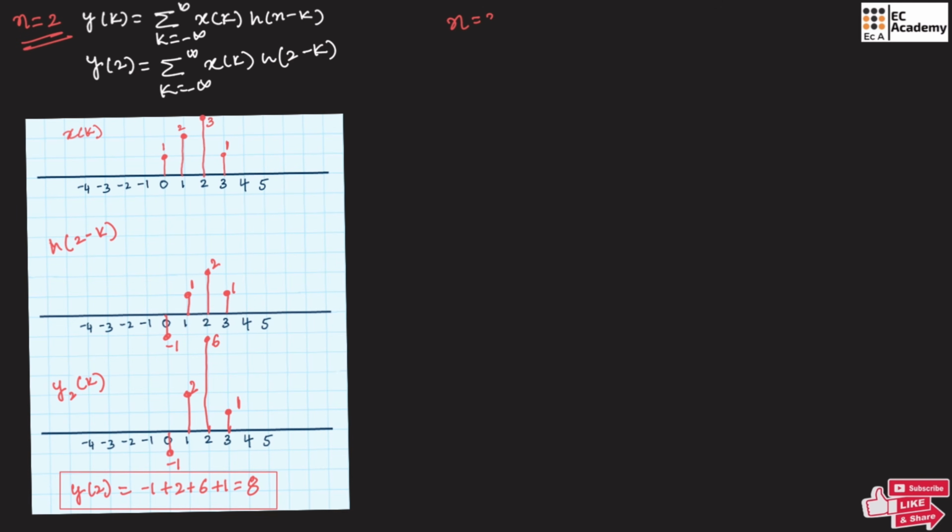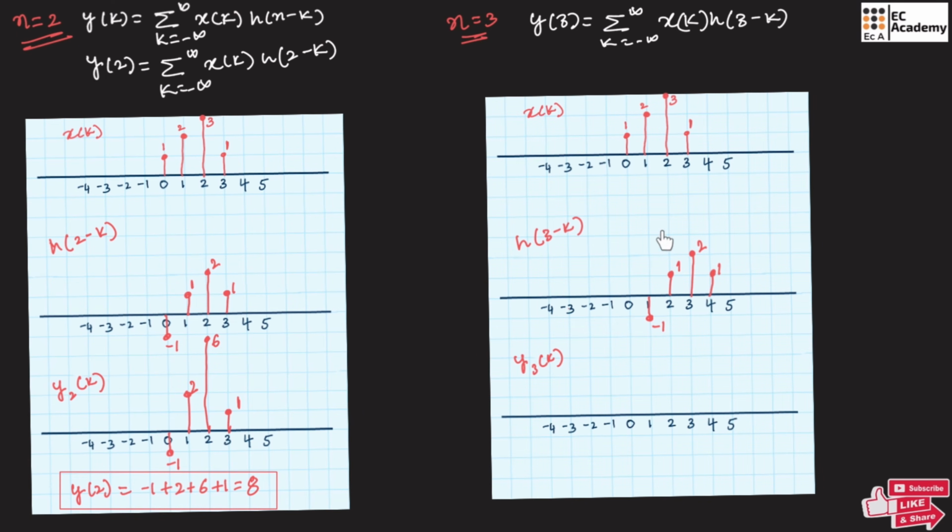Now for n is equal to 3, we can write y of 3 is equal to summation of k is equal to minus infinity to infinity x of k h of 3 minus k. Now here h of minus k should be shifted towards right side 3 divisions, and it should be multiplied with x of k to obtain y of 3. Now this is the sequence h of 3 minus k, and this is the sequence x of k. So we need to multiply these two sequences to get y3 of k.